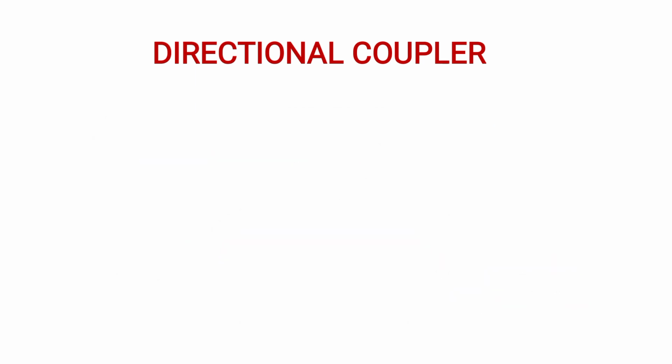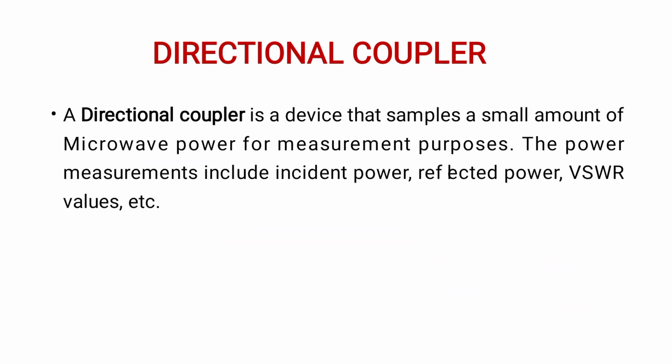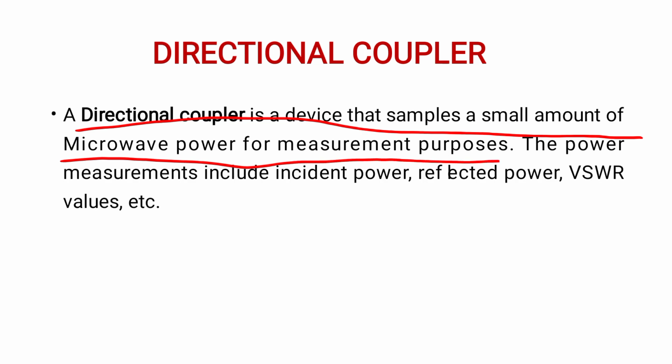Now let's see a few more points. A directional coupler is a device that samples a small amount of microwave power for measurement purposes.